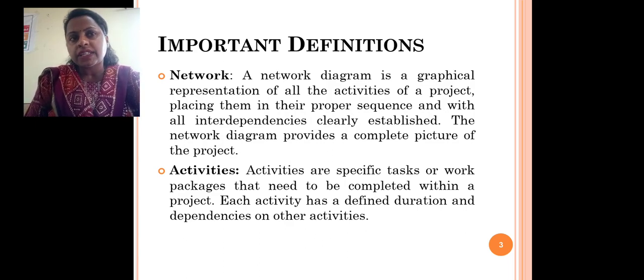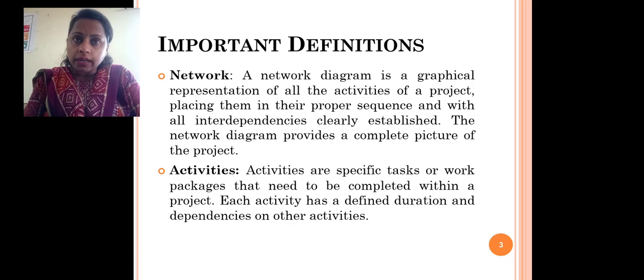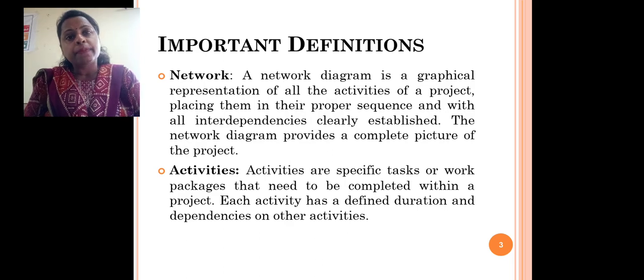Activities are specific tasks or work packages that need to be completed within the project. Each activity has a definite duration and dependencies on other activities. As we discussed, an activity is joined with the events. So each activity has a definite duration and it is dependent on the predecessors or the successors.